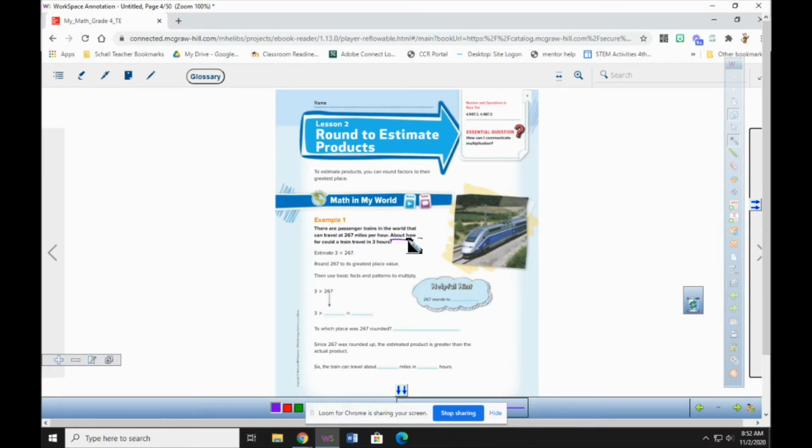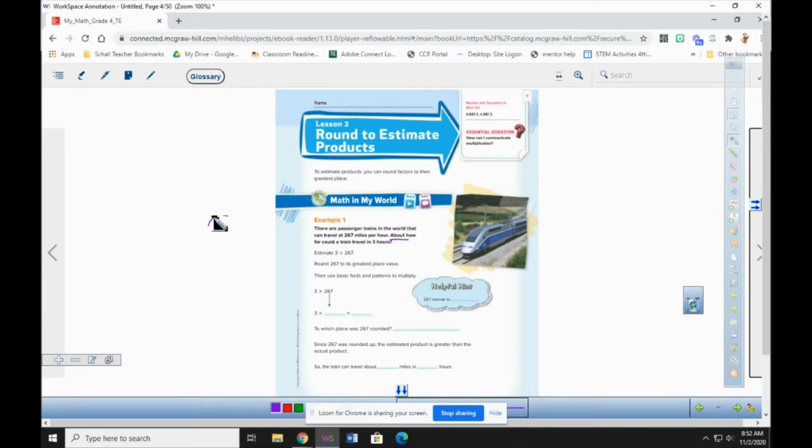We are not going to round the 3, because it's a single digit, but we are going to round 267 to its greatest place value. That means we're going to round to the hundreds place, because the hundreds place is our biggest number. And then we're going to use basic facts and the patterns like we learned in our last lesson. So let's start by rounding 267.